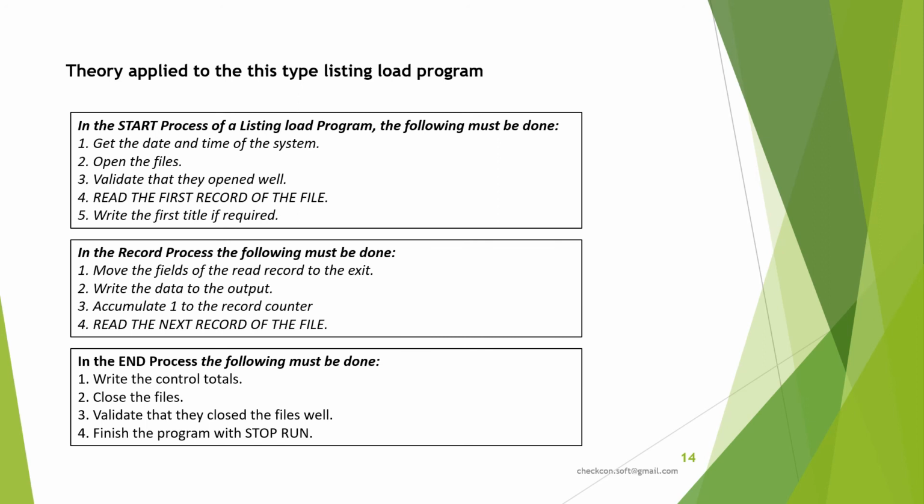In the end process, the following must be done. 1. Write the control totals. 2. Close the files. 3. Validate that the files closed well. 4. Finish the program with stop run.